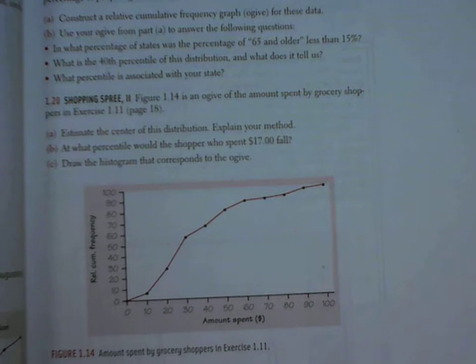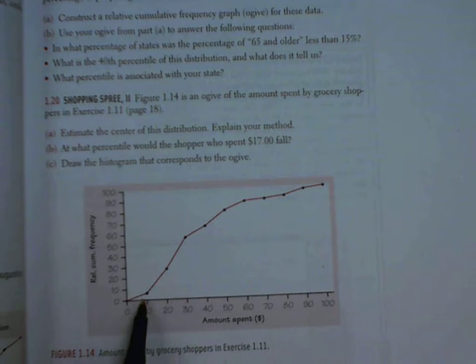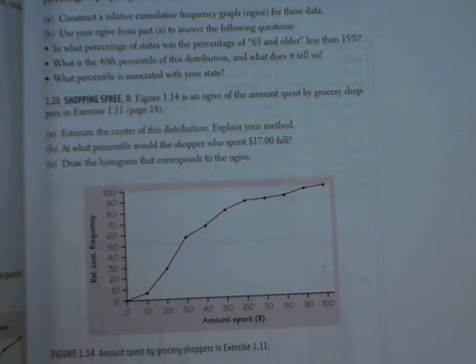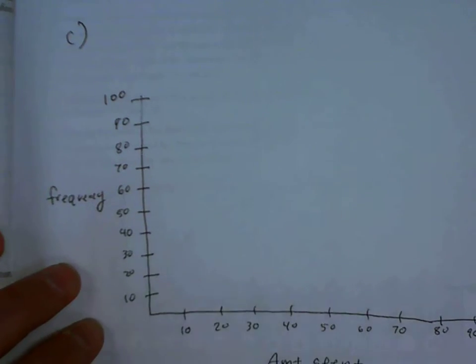The more interesting question, and perhaps the thing that people had trouble with, is how do you draw a histogram that corresponds to this ogive? Okay? So basically what I'm going to do is I'm going to look at interval by interval what percentage of people were in that range. So first thing we can see is about a little bit less than 10% of people spent between 0 and $10. So on my histogram, the first bar, and you know what?